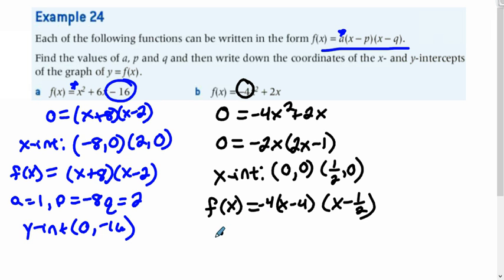Which gives me a to be -4, p to be 4, and q to be a half. Okay, so that's going from standard form to intercept form. Once you know your x-intercepts, it's pretty straightforward to put it into that form.